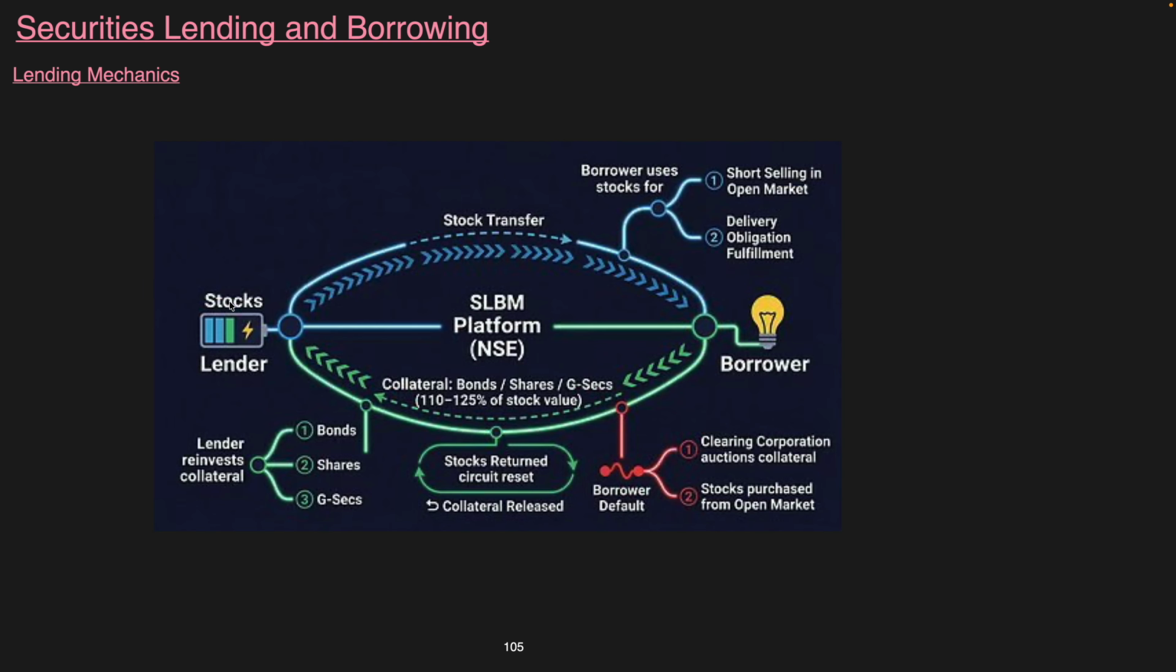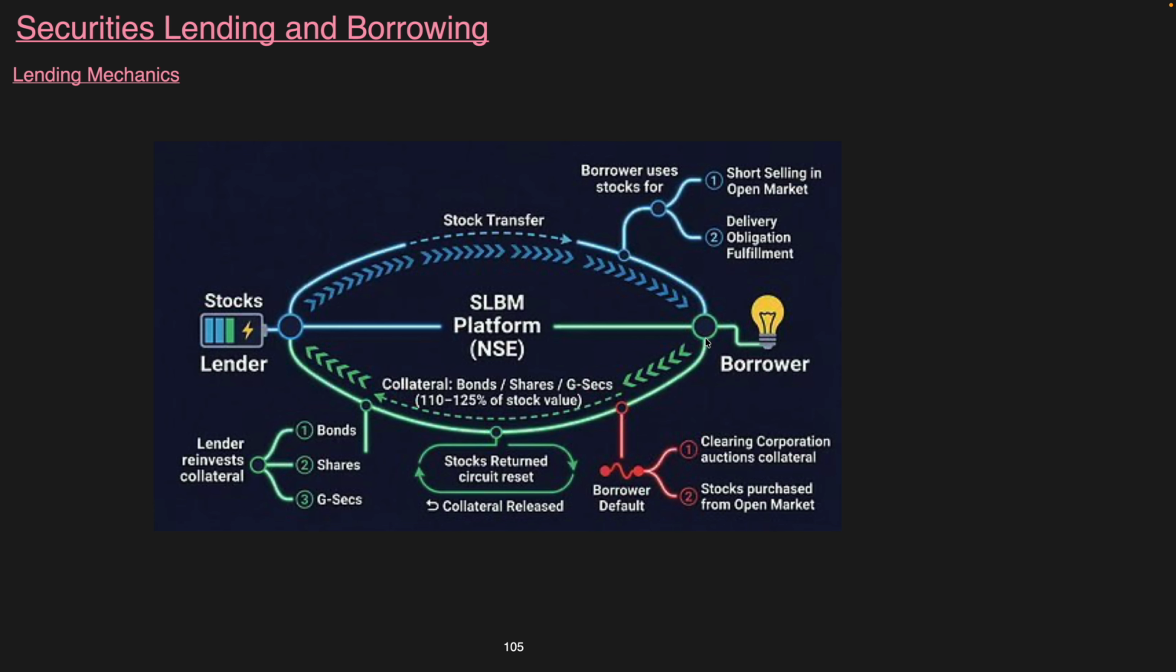See here what happens. In SLBM, that is the securities lending and borrowing mechanism, the stock lenders, basically pension funds, mutual funds, and insurance companies, hold stocks in very large quantities, because they hold the stock for a very long period of 10 years, 15 years. So whenever a borrower, who can be a trader, a hedger, or a portfolio manager, is in need of stocks, he will borrow these stocks from these big lenders, and he will use this borrowed stock for short selling in the open market, or to fulfill a delivery obligation. So this is the borrower.